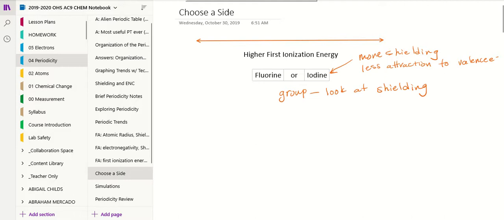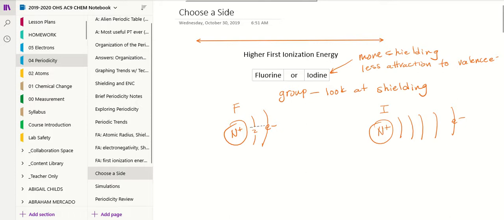Again, fluorine, we're looking at your nucleus. So here's fluorine. You have two, and then you have your valence shell. Okay? So how well does fluorine attract to this nucleus? Versus iodine is in period 1, 2, 3, 4, 5. So you're looking at a nucleus with 1, 2, 3, 4, 5. So, which one's going to have more attraction to the valence shell?